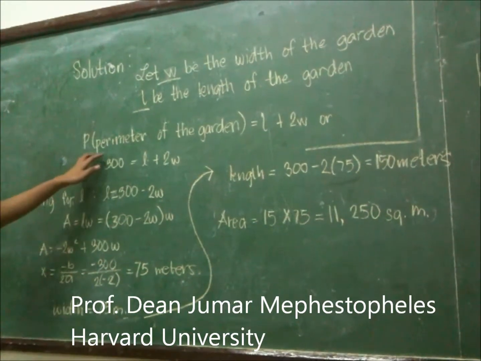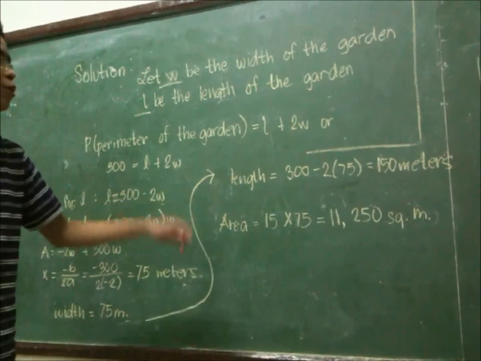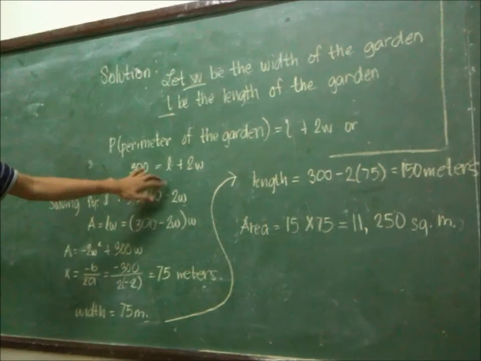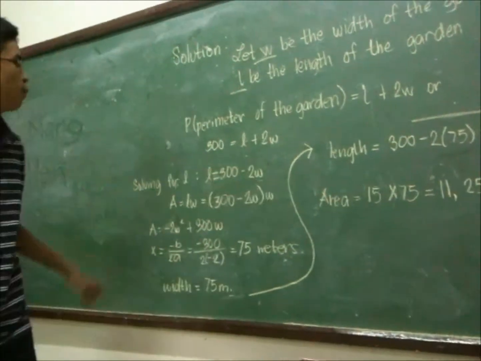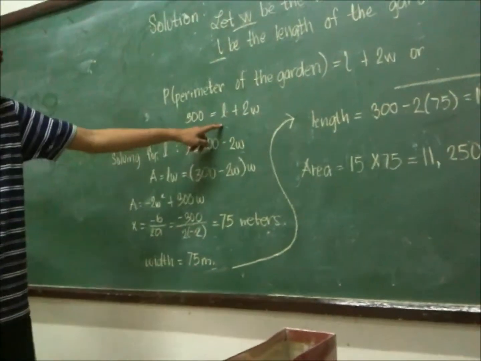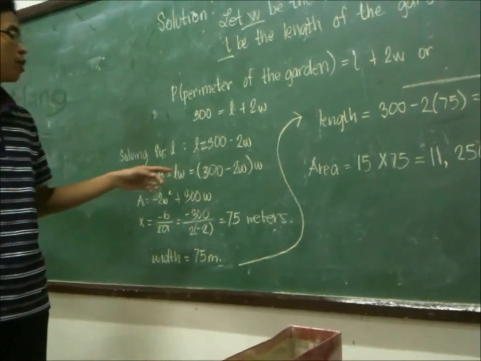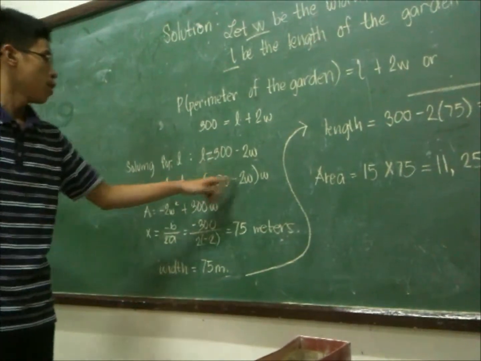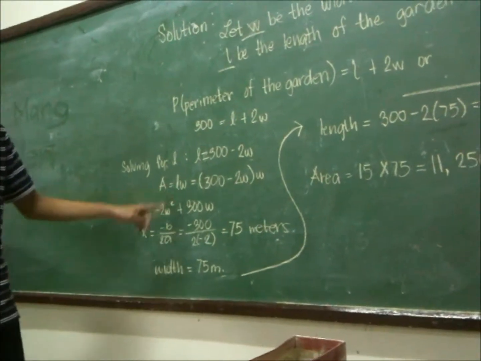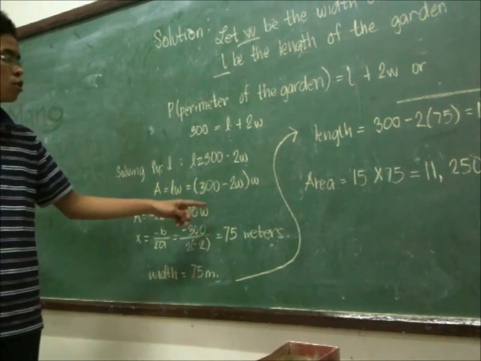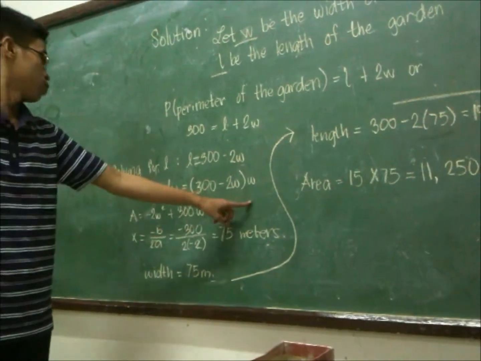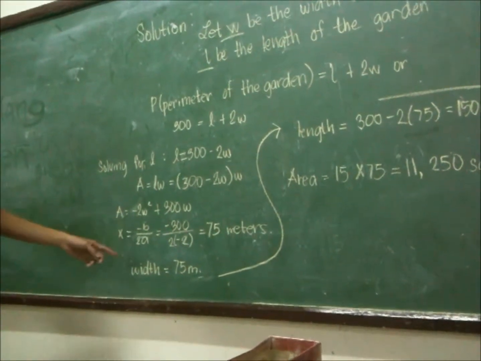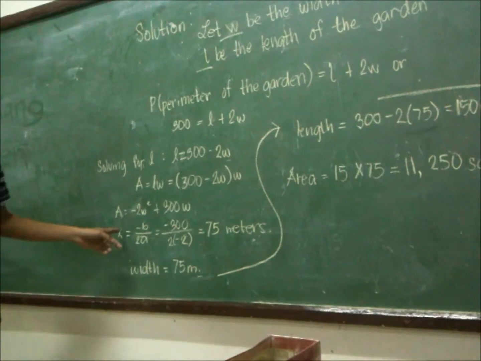The perimeter P of Mang Allen's garden is equal to L plus 2W, or 300 = L + 2W. Solving for L, transpose 2W and 300, so we get that L = 300 - 2W. The area is equal to length times width, so (300 - 2W) times W. The area is then equal to negative 2W squared plus 300W.